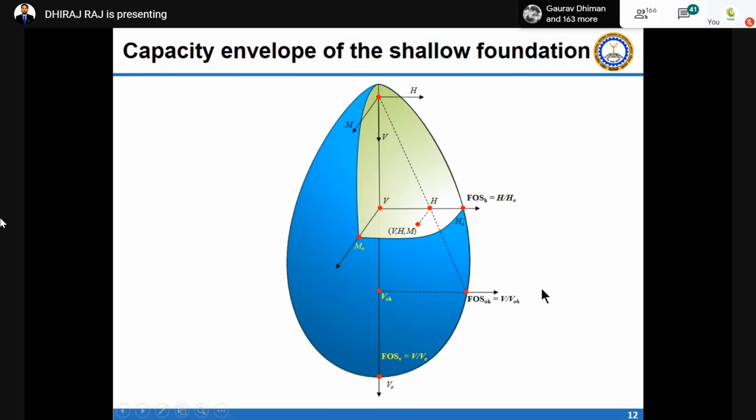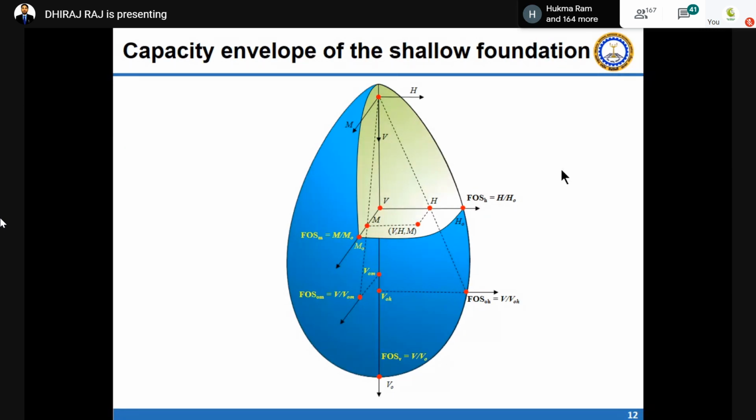Similarly, if you apply a moment, what is happening? Whatever moment M we are applying, the factor of safety in moment is M by M naught, and in the vertical direction, it is V by V naught. Okay, so this is for pure horizontal load, pure vertical load, and pure moment load with vertical load.